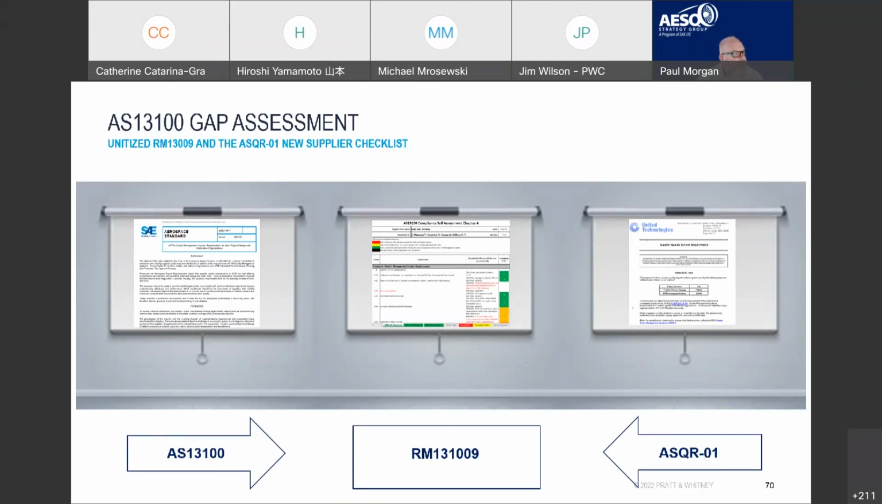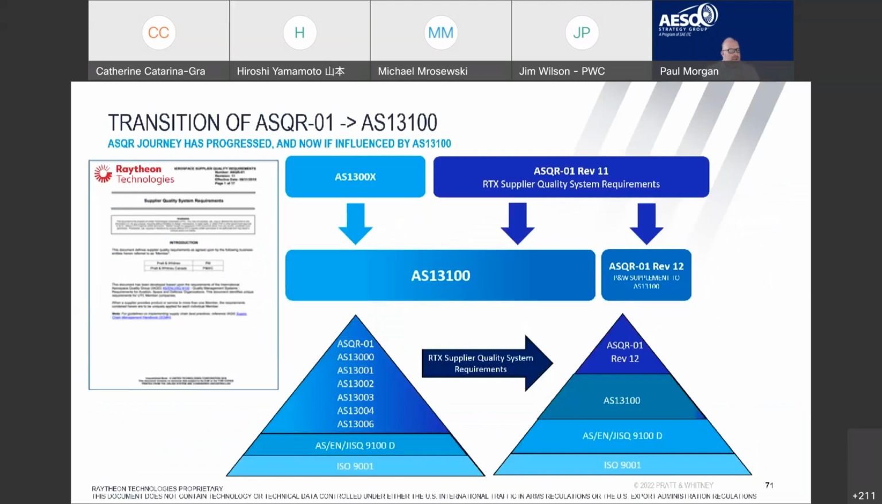Next slide. So if you take a look, and again, the other OEMs have started or completed based upon their milestone plans for development. We're taking a look at our ASQR Rev 11, and we're removing any older or outdated references to AS13000 and other specifications, and we're aligning it to a singular AS13100.